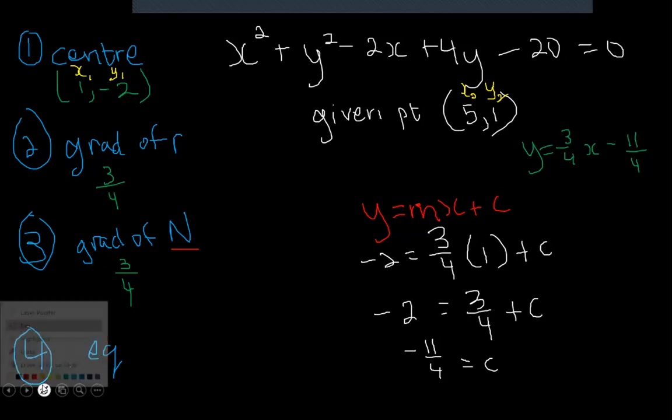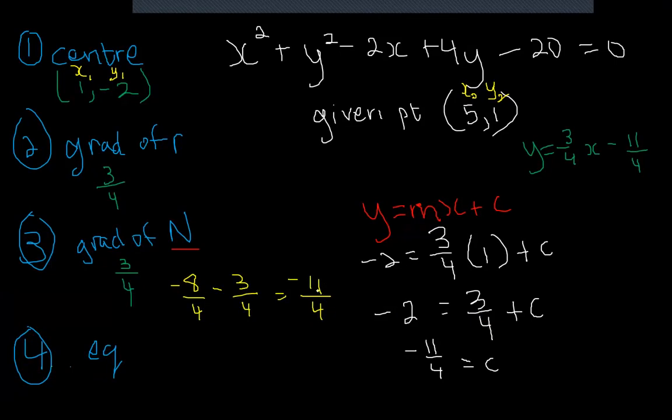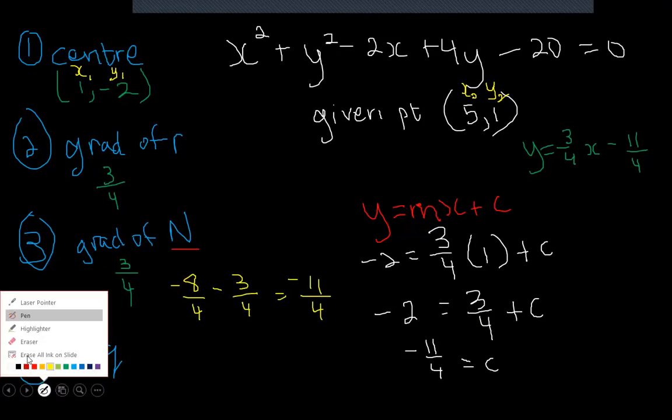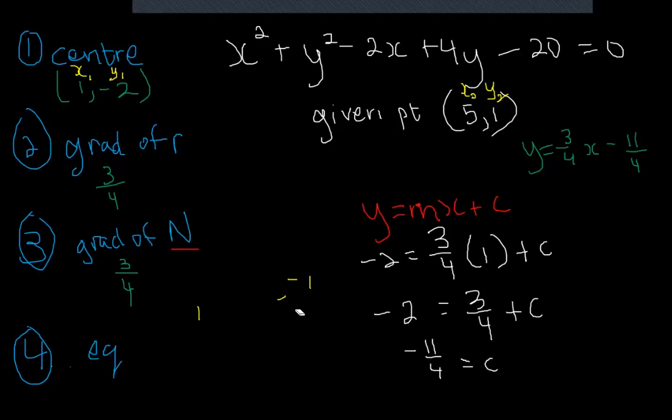Anybody who wants me to prove that as well? No problem. Minus 2. If I wrote this as a fraction over 4, it would be equal to minus 8 on 4. Minus 8 on 4 minus 3 on 4. The denominators would remain the same. And minus 8 minus 3 is minus 11. Just in case anybody wanted me to prove that, you could put that in your calculator as well. Doesn't matter. But yeah, just in case you wanted me to prove that as well.